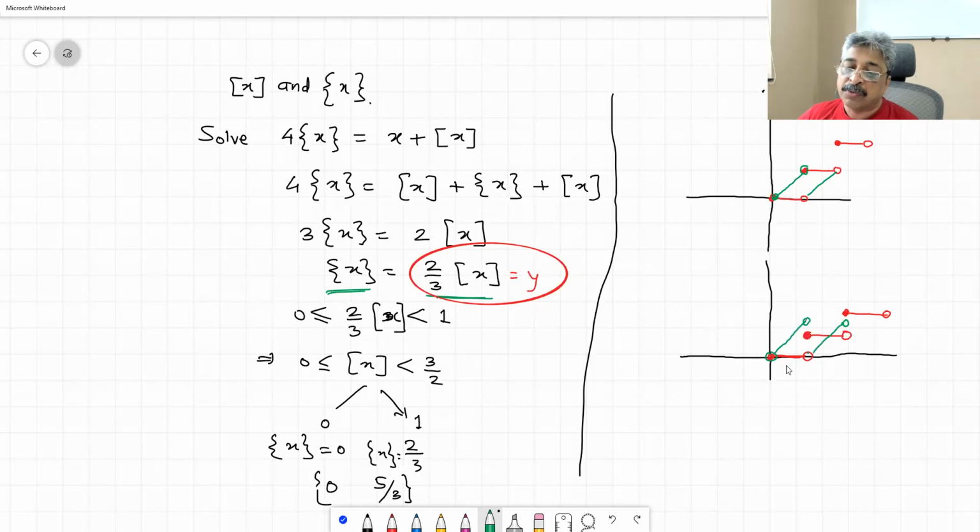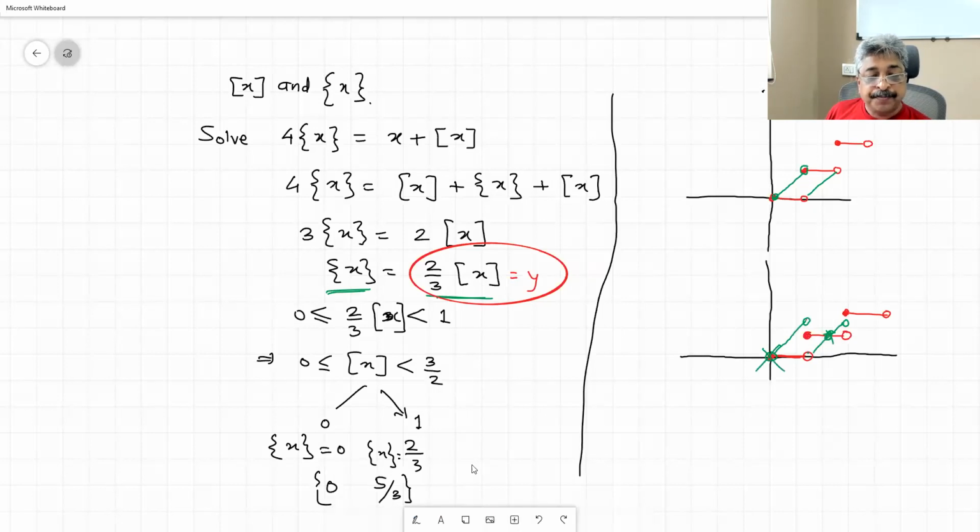This is the fractional part of x. So you have this point and this point as your solution. This and this, which is 5/3 and 0. Next.